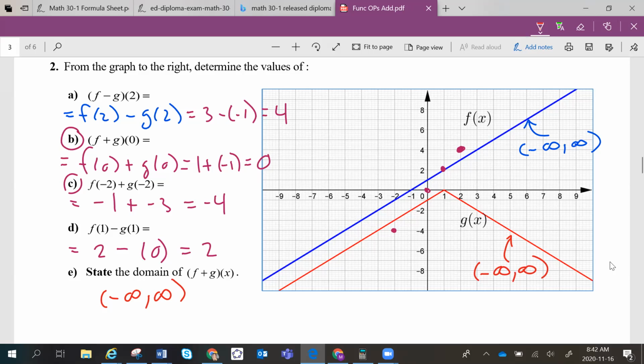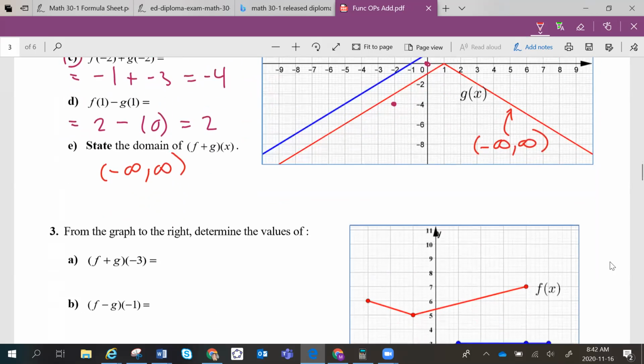There it is. Okay, so now we don't have a function, like I don't give you the equation. You don't need it.